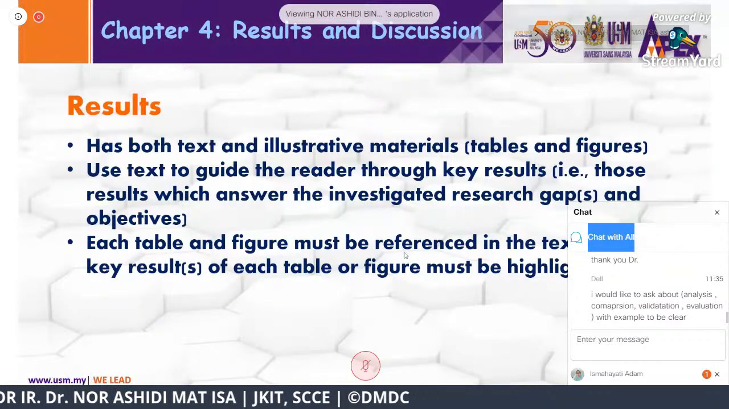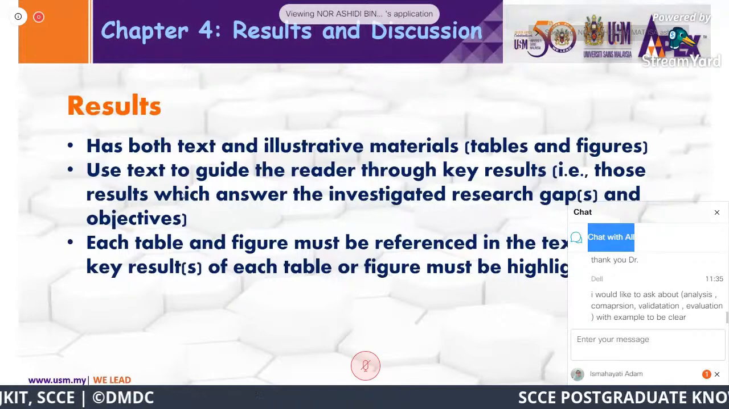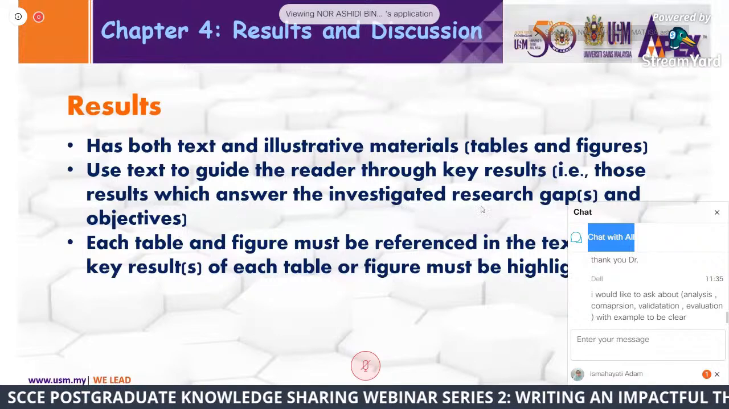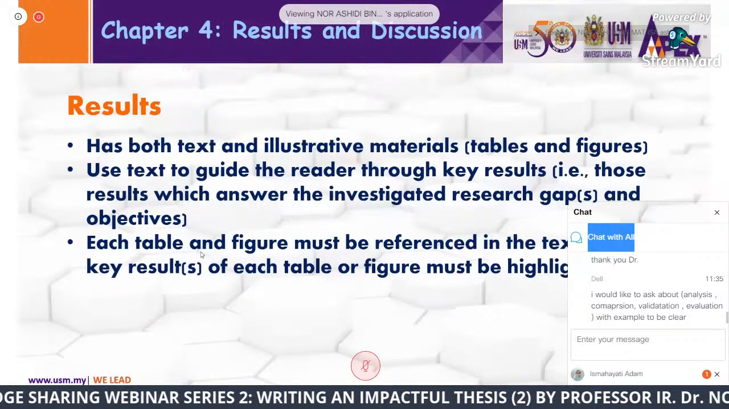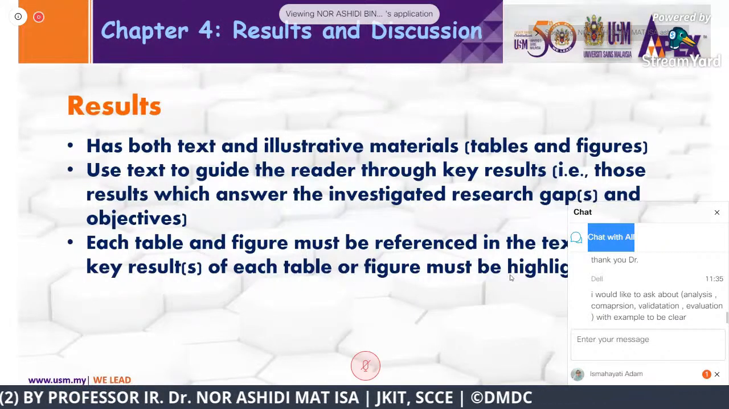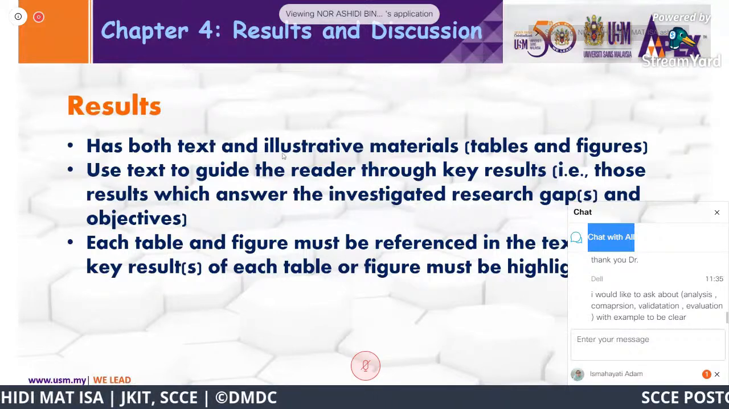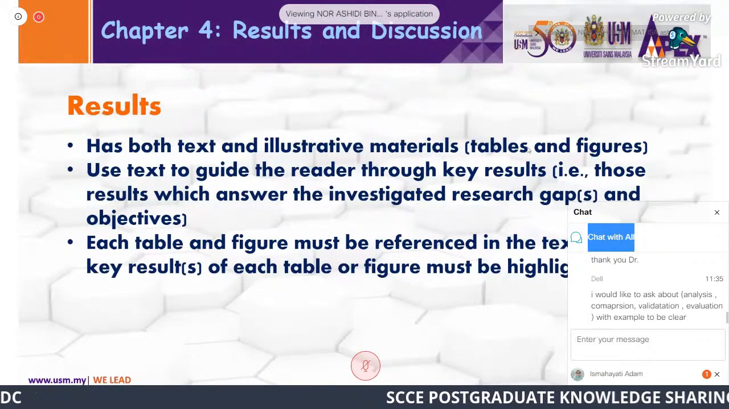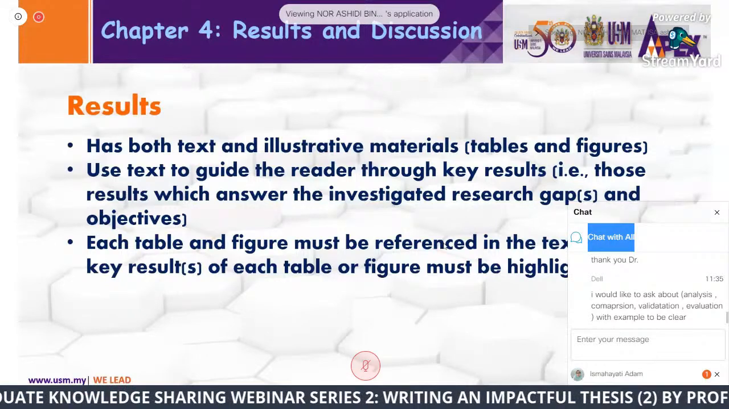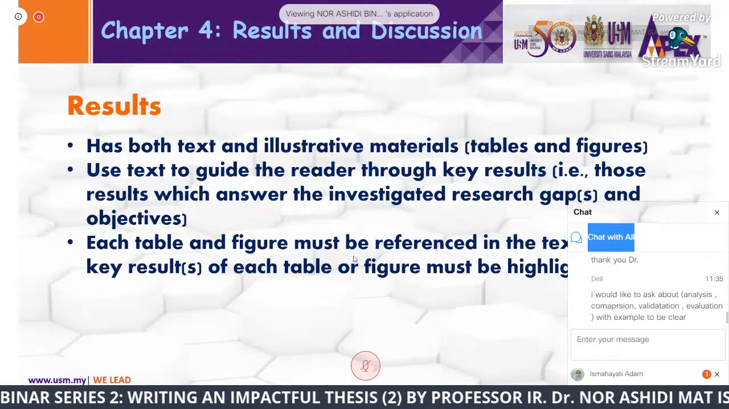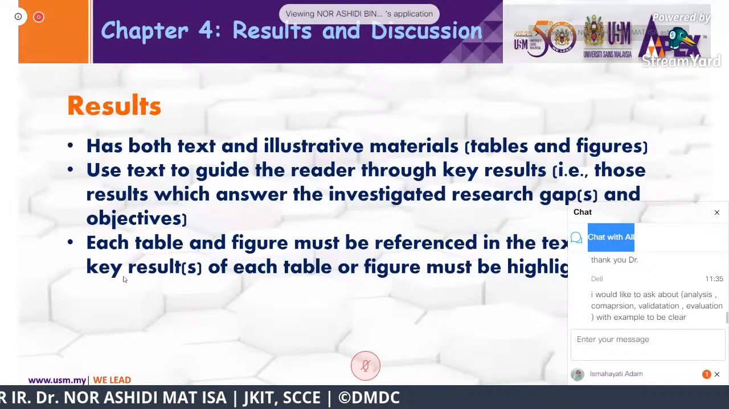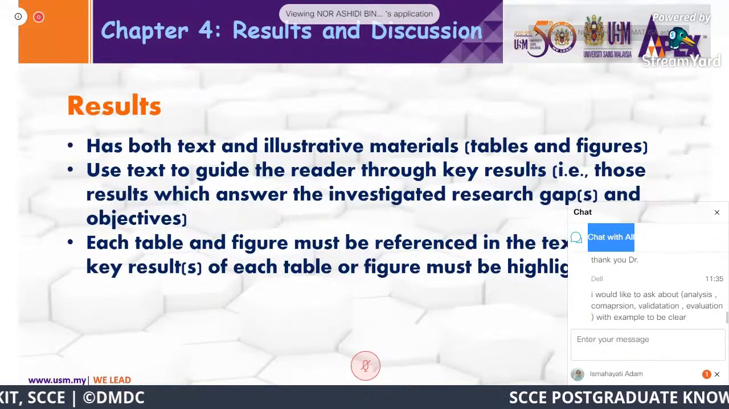Use text to guide the reader through the key results, the results which answer the investigated research gap and objective. Each table and figure must be referenced in the text, and the key result of each table or figure must be highlighted. So when you have the text and the illustrative materials, you explain about the tables and figures, and make sure that whatever the results are, you refer back to your text and also your tables and figures.